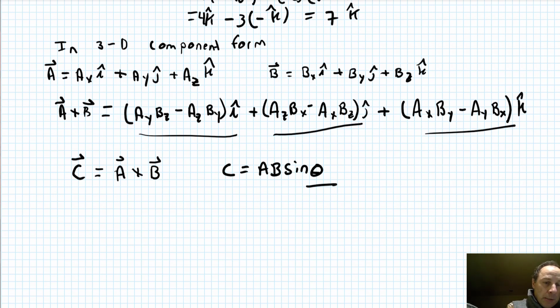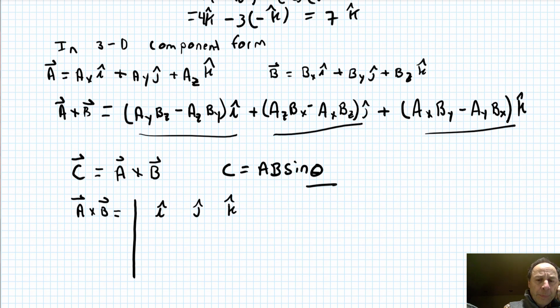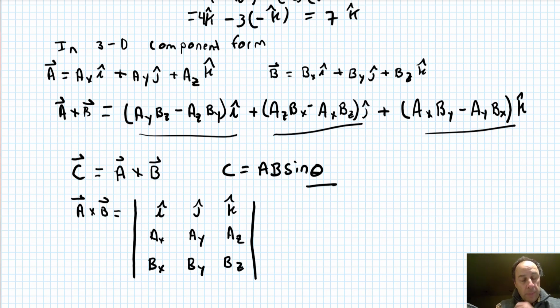A cross B can also be done, and I'm not going to go through this right now. I'm just going to set it up. I'm not going to go through how to solve a matrix. Hopefully we'll get to at least one of these during our problem session. But just so you know, it would be the x component of A, y component of A, z component of A, and then the x component of B, the y component of B, and the z component of B.